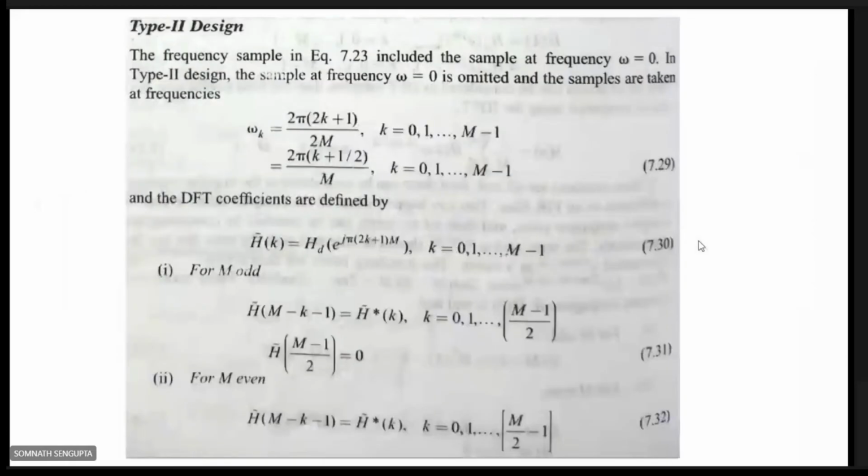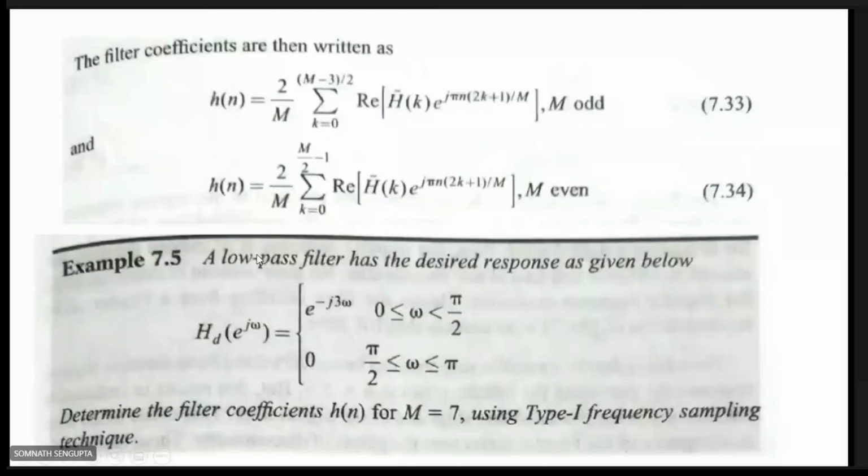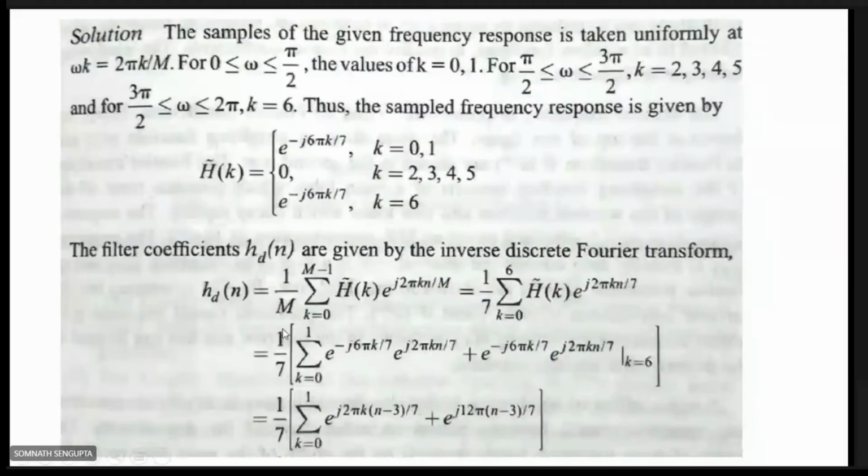We should divide using some zones for samples. So what is our frequency term? It is omega k is equal to 2 pi k by M, and k varies from 0 to 6, that is M minus 1.